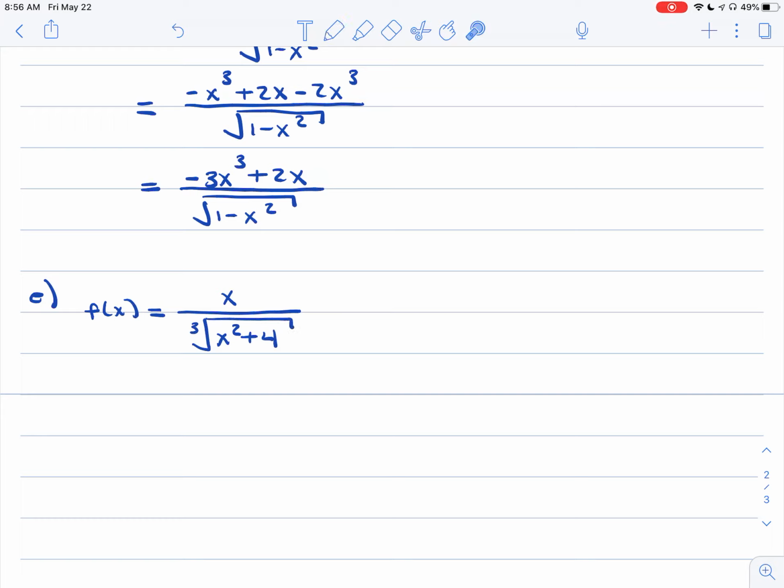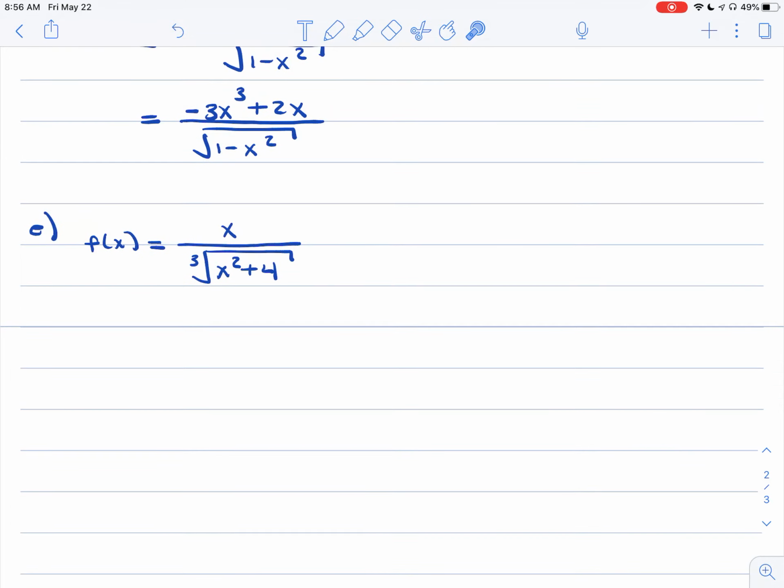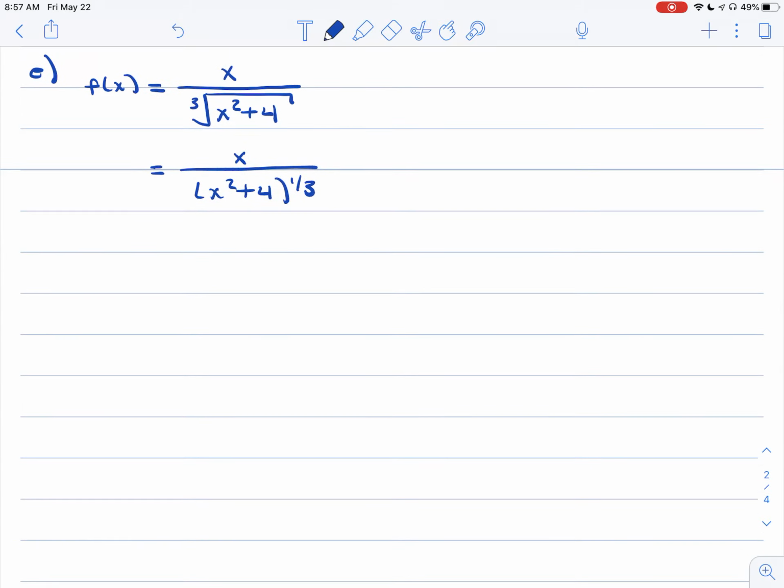All right, so this time we have a quotient, the x divided by that cube root, but we also have a composite function in the denominator, so we'll have our chain rule for the derivative of the denominator. As usual, I'm just going to rewrite my radical as a 1/3 exponent. Now we can take our derivative. Starting off, we'll need to use our quotient rule.